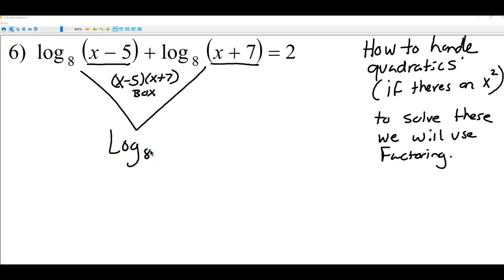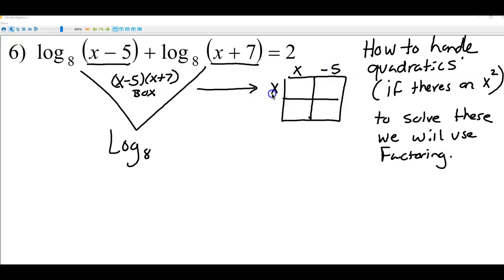I'll show my work here on the side, but just to remind you of how to do the box method to multiply, we have x minus 5 as my first one and x plus 7. We're just going to multiply to fill in the box. So x times x is x to the second power. x times negative 5 is negative 5x. 7 times x is 7x. 7 times negative 5 is negative 35.